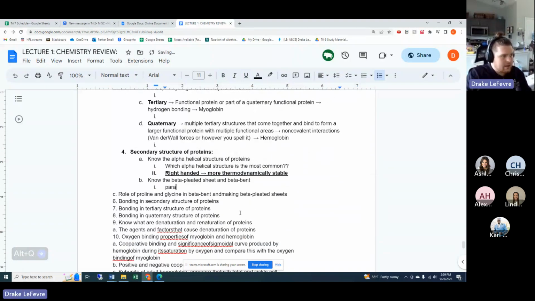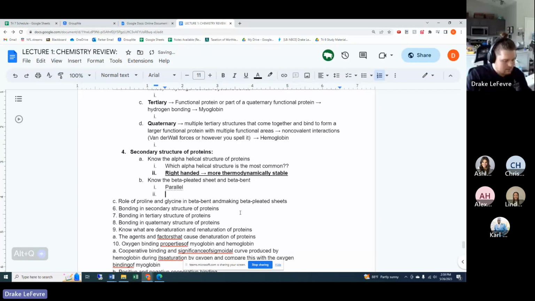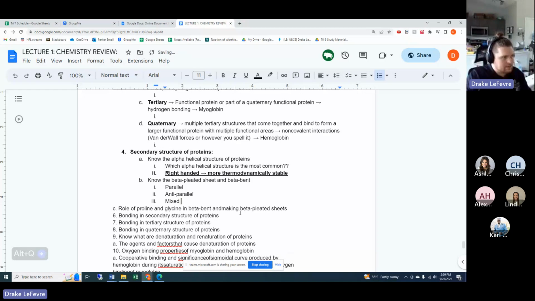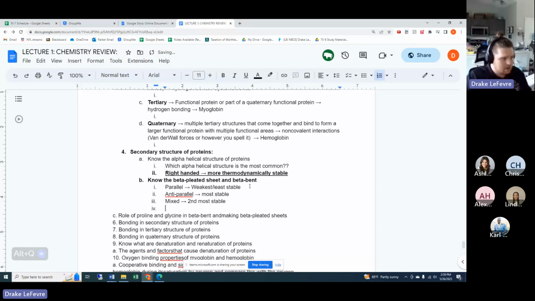Beta pleated sheet, we have parallel, anti-parallel, and mixed. Knowing that parallel ones are the weakest or the least stable. Anti-parallel, I'm fairly certain antis are the most stable. And these ones are the second most stable.